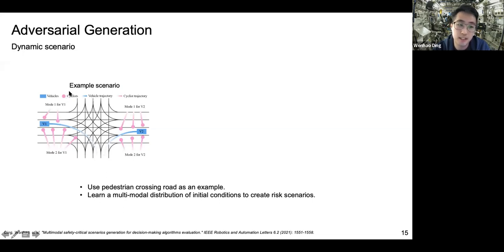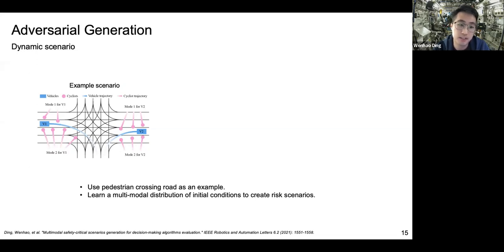And then there is another object called the cyclist. So the cyclist can start from here, or here. It has actually four modes of the distribution. We can regard this as maybe a four-mode Gaussian mixture model.